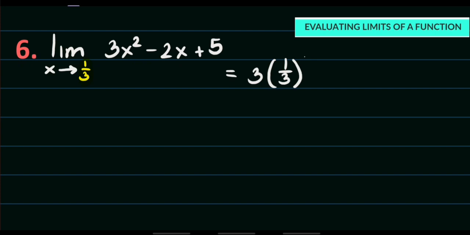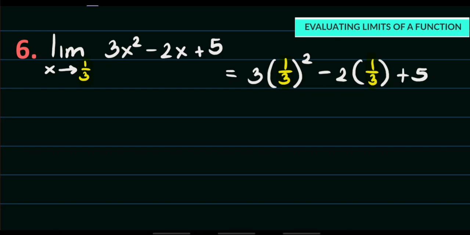And then copy its exponent, which is squared. Minus 2x, or minus 2 times another 1 all over 3. And then copy the remaining term, plus 5. So again, same pa rin. Lahat ng variables, pinalitan natin ng 1 all over 3.